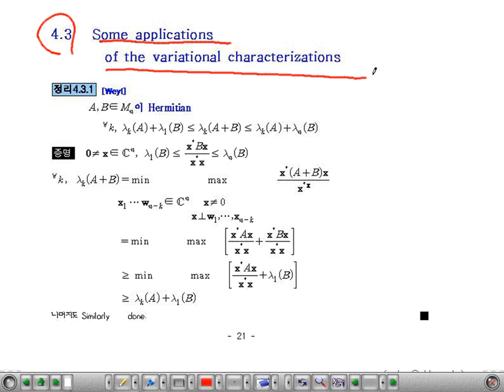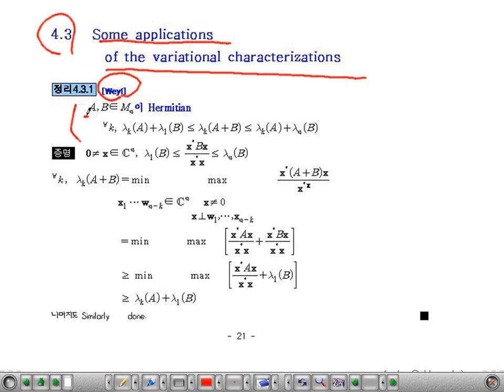Some applications of the variational characterizations. Why did I give this theorem? All of these were developed in the 20th century. These are fairly new theorems. All those mathematicians lived together with you. They lived when you were born. They are not the old mathematicians that you never had a chance to live together with.